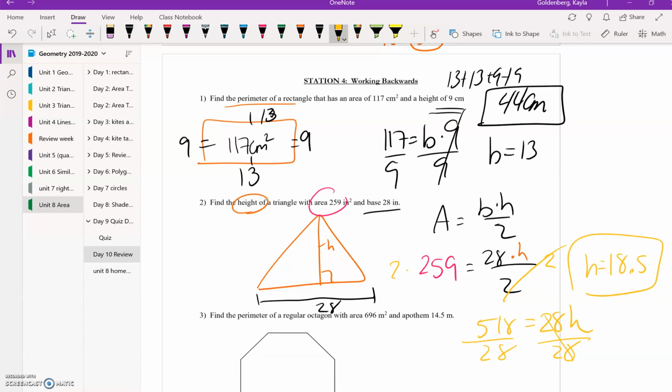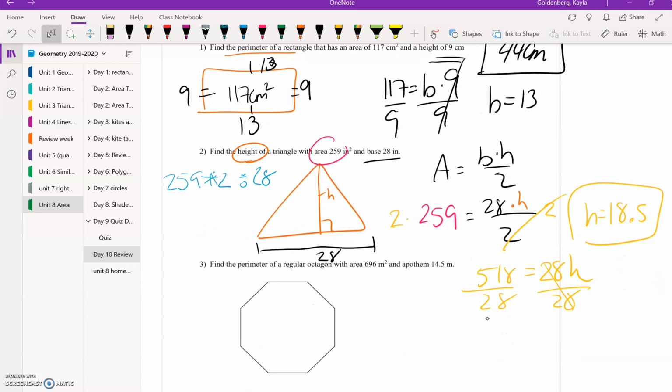Now you guys don't have to do the exact same work as I did right there. Some of you might take 259 and, like your work, I'll do here on the left, you might do just 259 times 2 divided by 28 and do the same steps that I did but not write it out as formally. That's fine if you work through it that way as long as you show your steps and how you get the number.